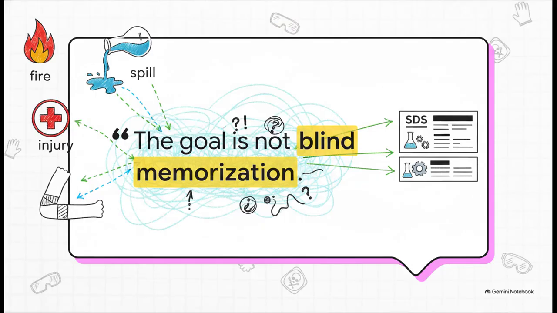Because ultimately, the strategy we're talking about today isn't about the blind, rote memorization of 16 random numbers. It's about confidently and quickly connecting a situational keyword, like a fire, a spill, or an injury, directly to the correct section. It is all about practical, rapid application.